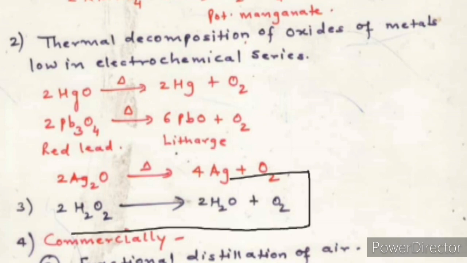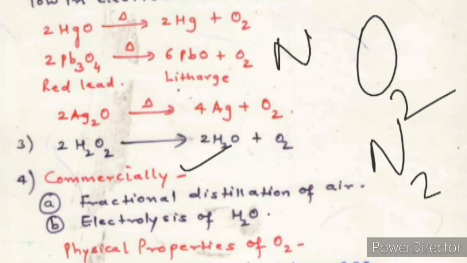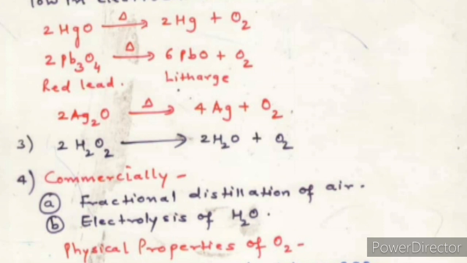Disproportionation means the self oxidation and self reduction of the oxygen atom here. Commercially, every elemental gas like oxygen, nitrogen, neon, argon and all that can be prepared by fractional distillation of air. By the difference in their boiling points, they can be separated.